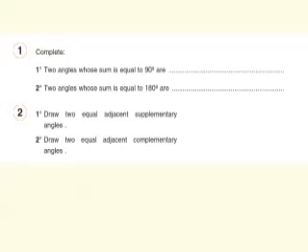Let us complete the following. Two angles, their sum is 90, we call them complementary. Two angles, their sum is 180, we call them supplementary. And now in number 2, we need to draw two equal adjacent supplementary angles. So the angles should be equal, adjacent, and supplementary.